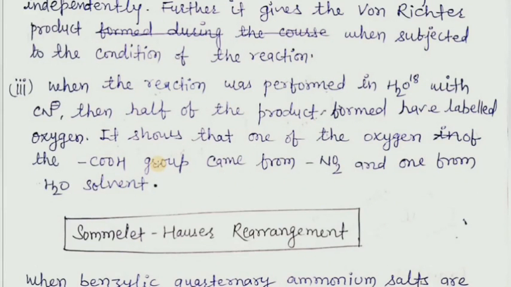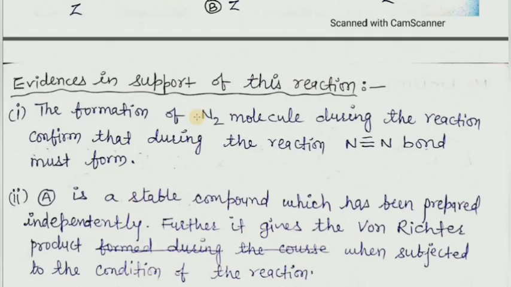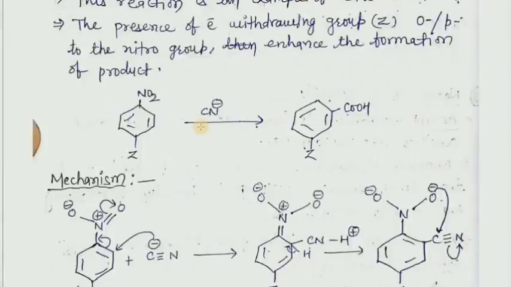Number 3, when the reaction was performed in labeled water with cyanide, then half of the product formed had labeled oxygen. It shows that one of the oxygens of the carboxylic group came from nitro and one from the H2O solvent. So this also confirms this particular mechanism. Okay, so this is the first rearrangement.